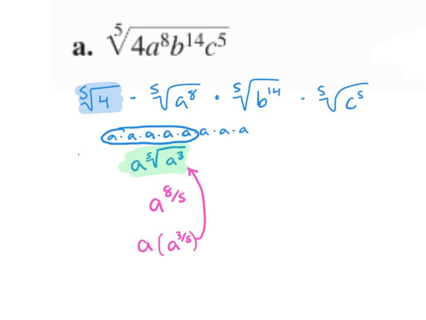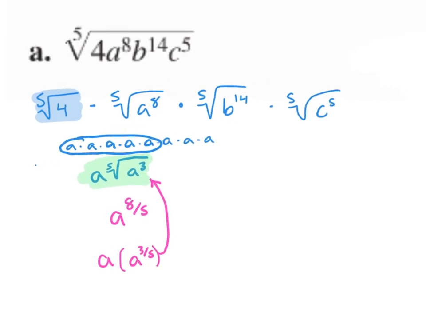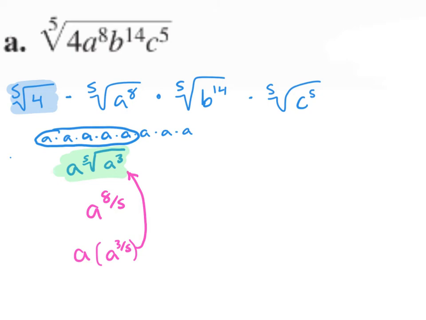Now let's move on to b. So we have 14 b's. Here it may not be easy to write out all 14 of our b's. So we can do b to the 14 over 5. What number goes on top, the 5 or the 14? Oh, the 14. The 14 over 5. 5 goes in twice. So 2 b's come out.